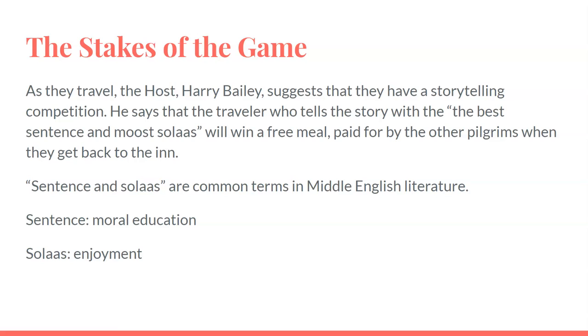It's this concept of, is this story a good example to follow? Does this story have a moral that we can take from it? Does this story teach us something? But none of those are direct translations. So sentence is just kind of a vibe or a sense of, is this story good for you? And then solace is actually the word where we get solace from, but don't think of solace as being comfort. Again, there's no good direct translation, but solace is more of a vibe of enjoyment or merriment, or, is this story a good time? So essentially Harry Bailey is saying, the story that is both the most morally instructive and also the most entertaining will get you a free meal when we get back to the inn.